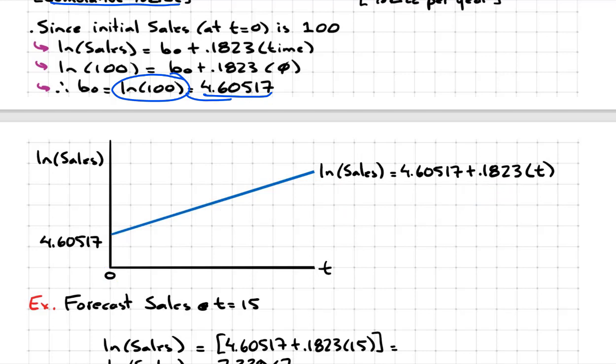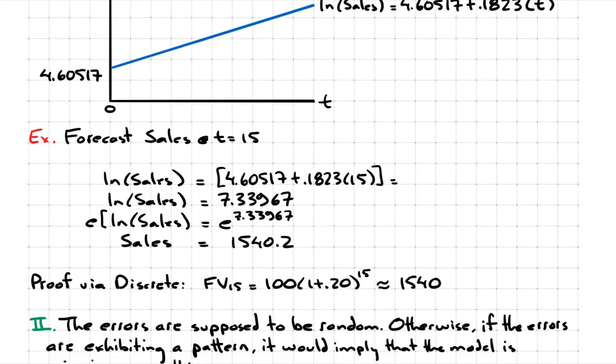Suppose that now we're asked to calculate what sales will be at t equals 15, so 15 years from now. So here's our framework right there, and we just plug in the values. We just have to plug in 15 for t. So then you solve this whole side. It's equal to 7.339. But what we want is sales, not the percentage change in sales.